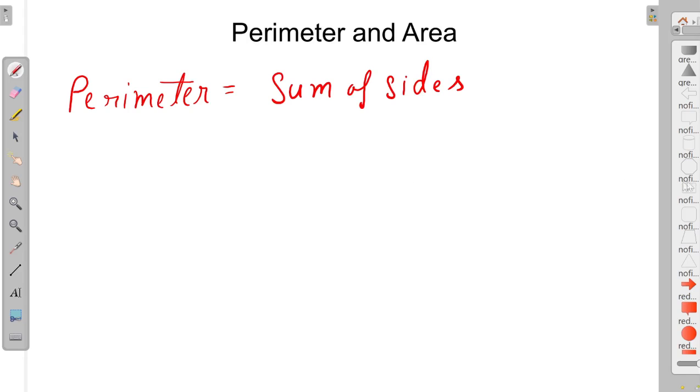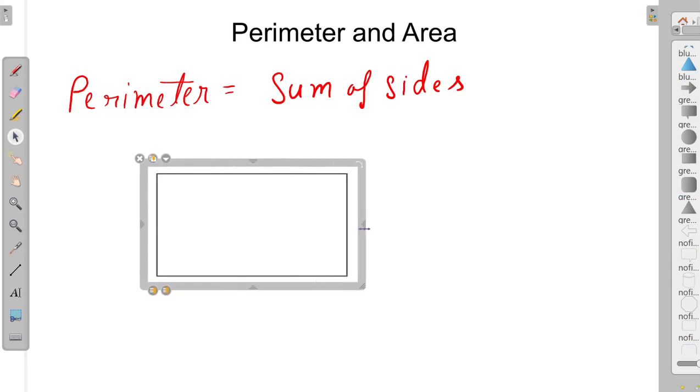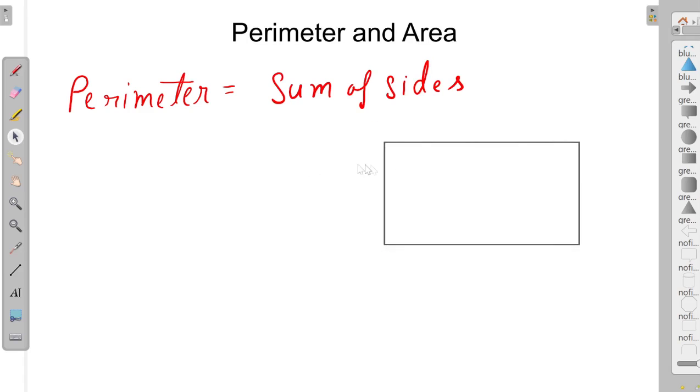So the first figure we have to take is the rectangle. Suppose that this is the rectangle here. As we have already studied earlier, the rectangle has a length and a breadth. So in this rectangle, this is the length, and this is the breadth. Since opposite sides of a rectangle are equal, this is also length and this is also breadth.